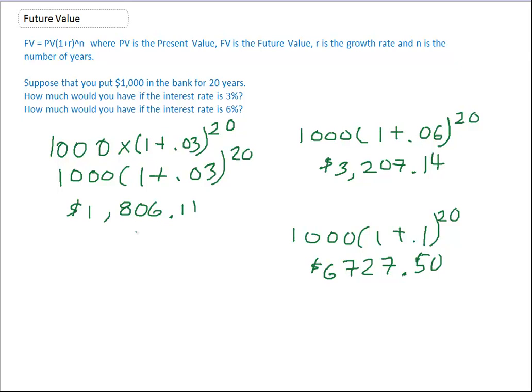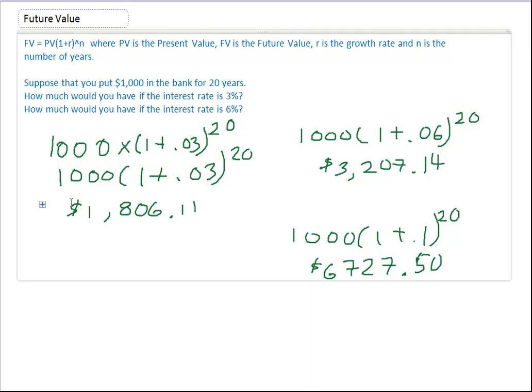So hopefully this helps to show future value. In fact, this is also a great way of showing how much prices are going to have to grow in 20 years at 3% inflation, 3% being a growth rate. So if I have a $1,000 item today, in 20 years, I'd be paying about $1,806.11 for that same item if the inflation rate was 3%.